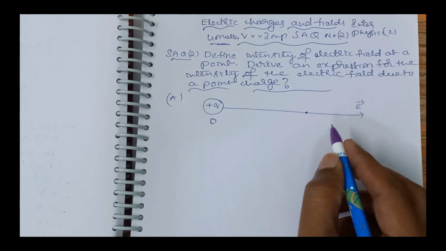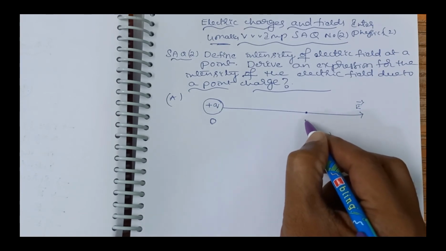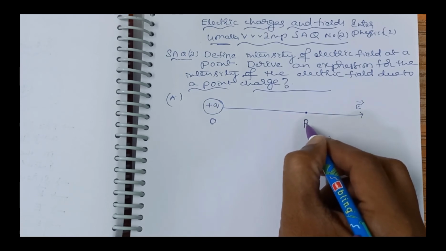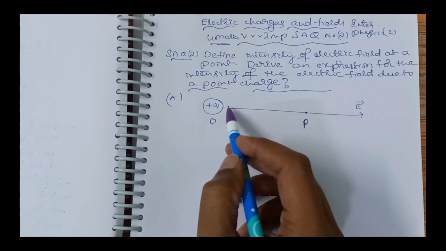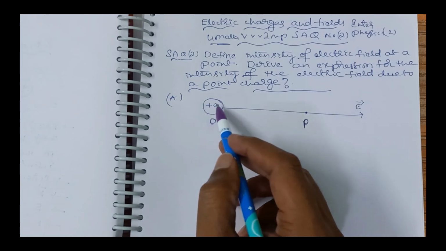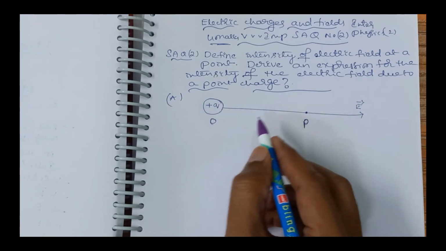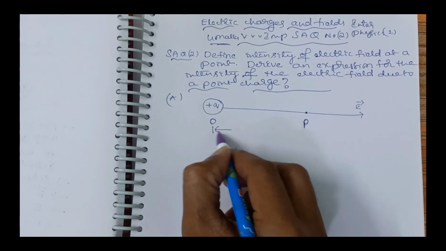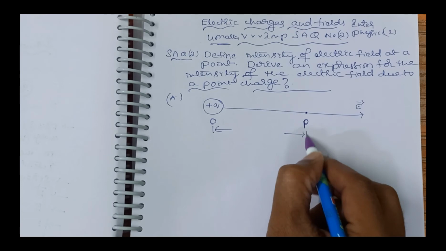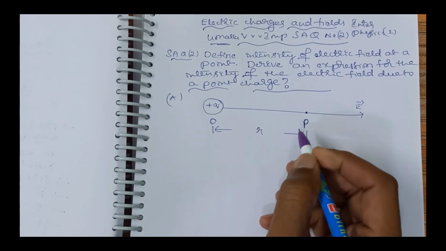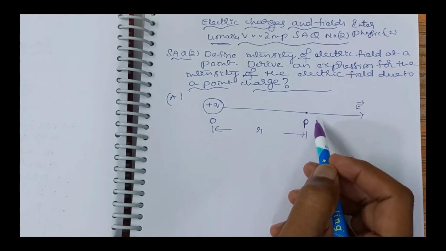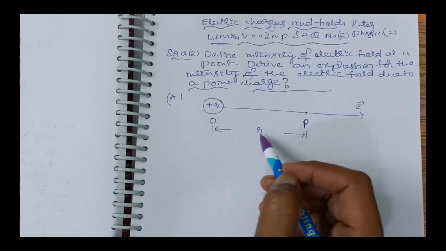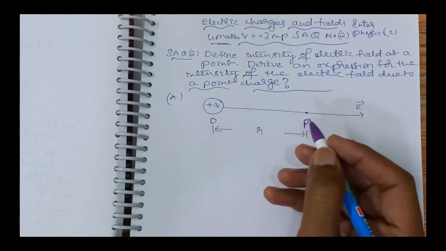Now P is a point. We are considering P is a point in the electric field which is created by this charge. So distance from here to here is R. So P is considered a point in the electric field at a distance R from O.